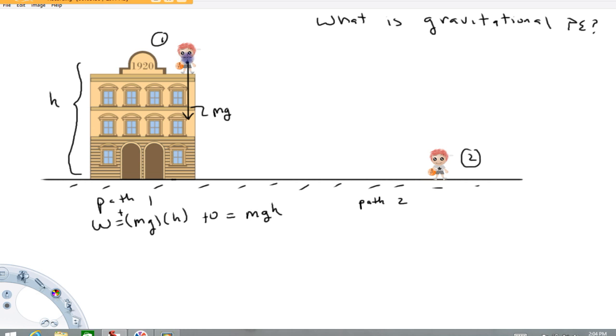For path 2, the first part is Timmy moving along this horizontal path, and the work done during that part would be 0 because the gravitational force is down. Timmy would be moving to the right, and again, there's a right angle between the gravitational force and the displacement. Then Timmy somehow climbs down a ladder or rope, and the work done from that second part is equal to mgh. So the total work done for path 2 is 0 plus mgh. Again, 0 because there'd be 0 work done by this force if Timmy were moving horizontally. And then the work done would be mg times the height h as Timmy moves from this position to this position.